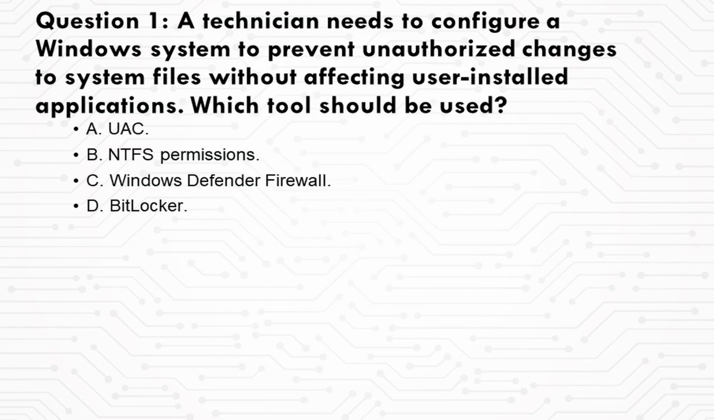Question 1. A technician needs to configure a Windows system to prevent unauthorized changes to system files without affecting user-installed applications. Which tool should be used? A. UAC. B. NTFS permissions. C. Windows Defender Firewall. D. BitLocker. Answer: A. UAC, User Account Control, prevents unauthorized system-level changes by prompting for elevation. NTFS permissions control file access, but don't provide system-wide elevation prompts.